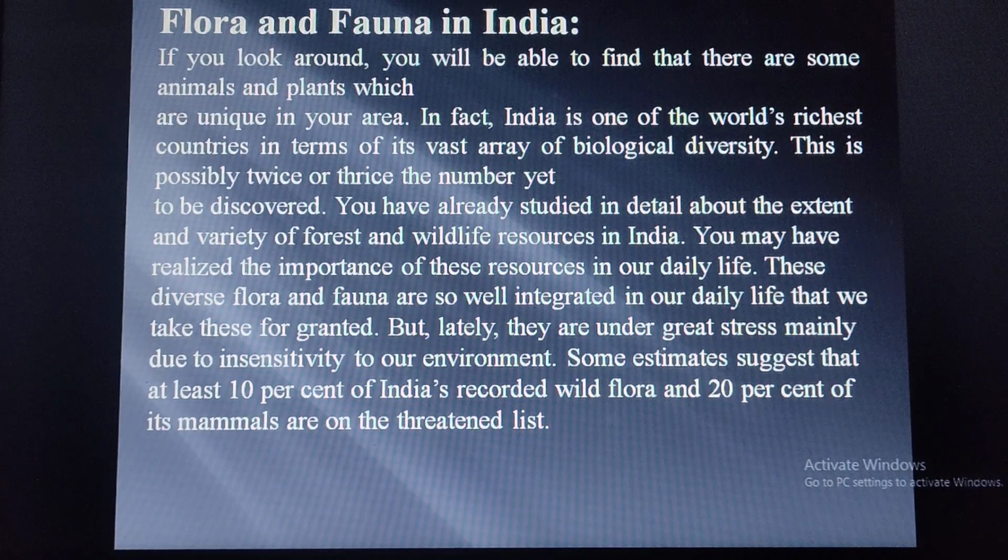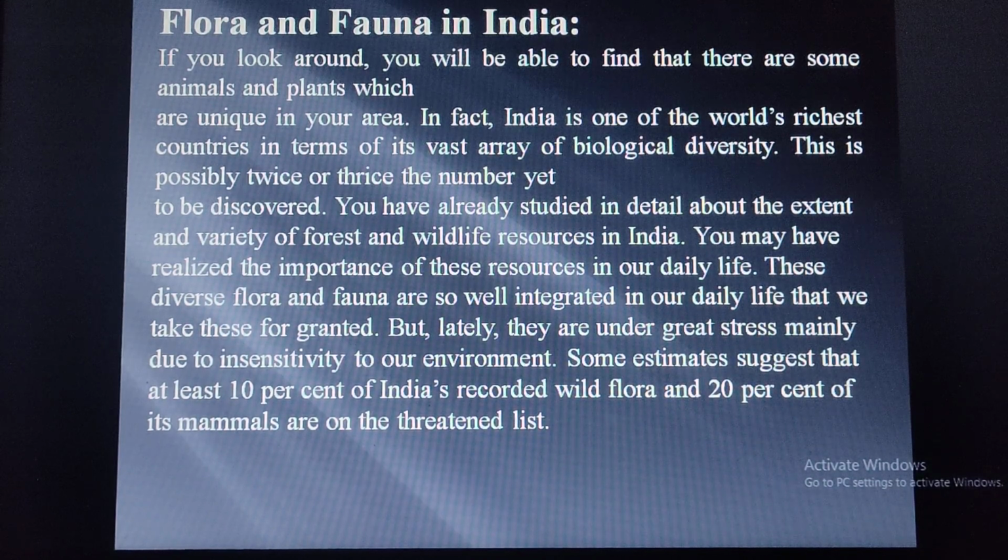If you look around yourself, you will find that there are some animals or some trees or plants that are unique in your area, meaning they will not be available in other areas. India is one of the richest countries in terms of biological diversity. We actually don't know the full number. Possibly it will be twice or thrice, and this number is yet to be discovered.